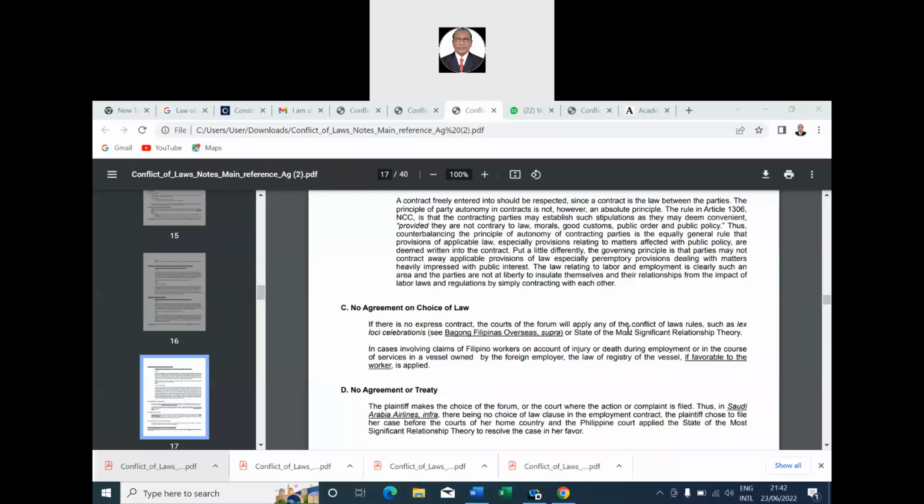Okay, that is clear. But the lex loci solutionis is where the contract will be executed, in Tanzania, and the breach is made in Tanzania. And the other party is a resident of Tanzania, citizen of Tanzania, domiciled in Tanzania, and he has the right to forum convenience only in Tanzania, because he has the business in Tanzania, but he went to India to sign the contract. Is it clear?